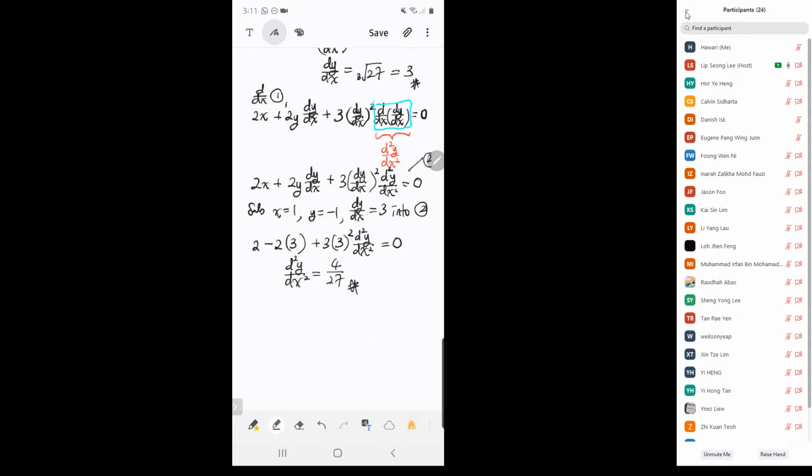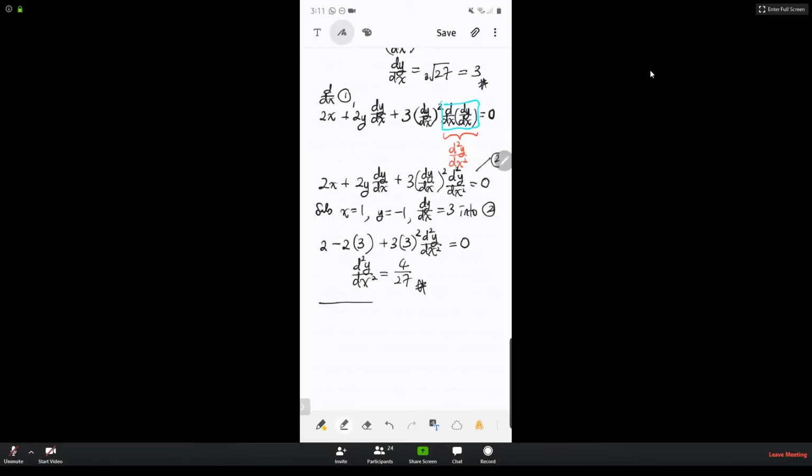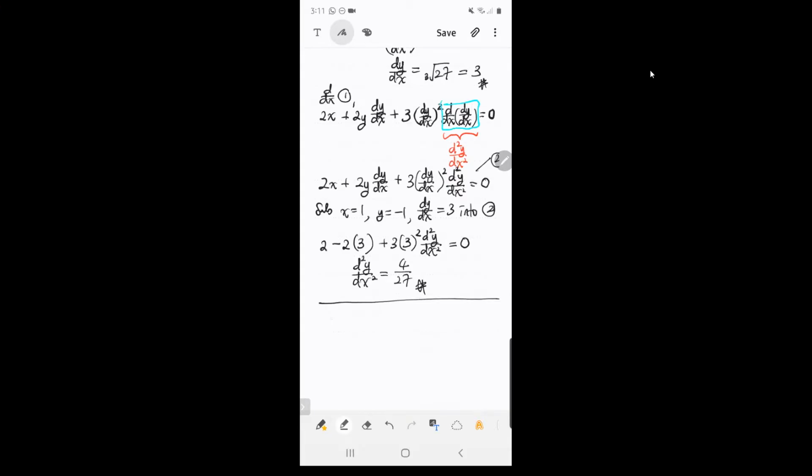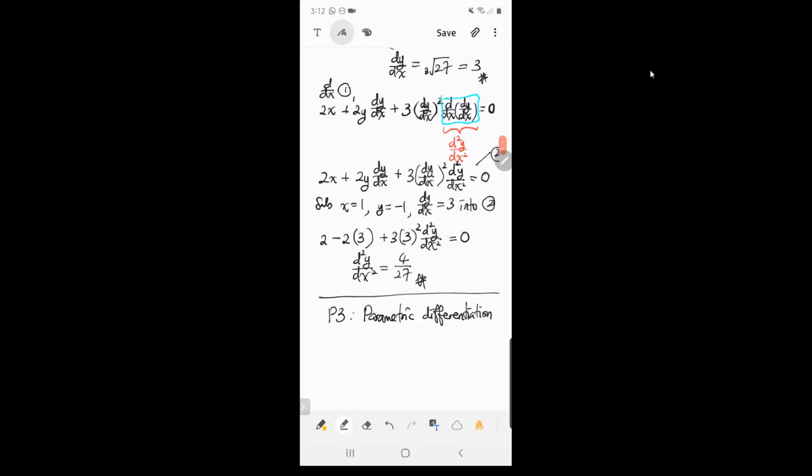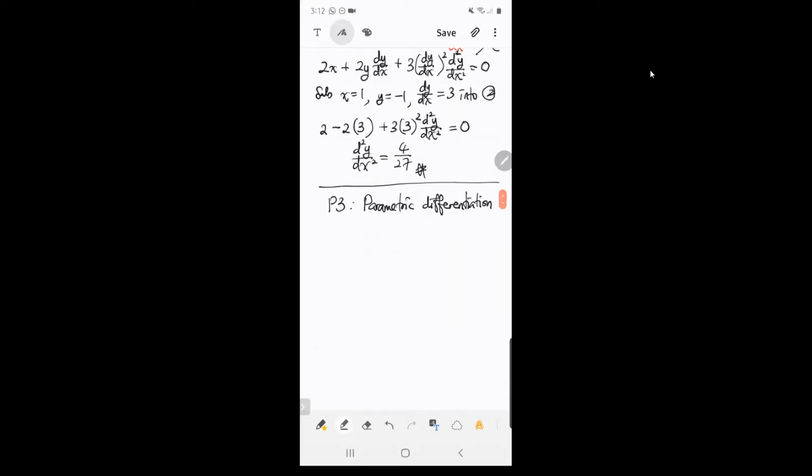Right, let's move on. Now, after this question, we move on to parametric differentiation. We start with P3. This is parametric differentiation that we learn in P3. So today we continue from there. Let's revise first what you learned in P3.